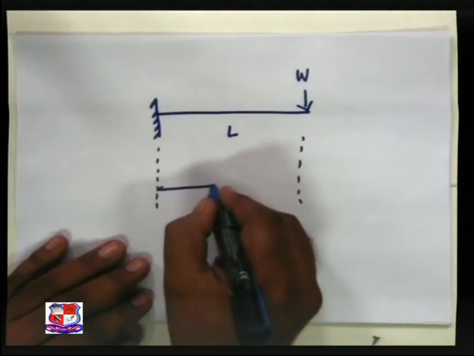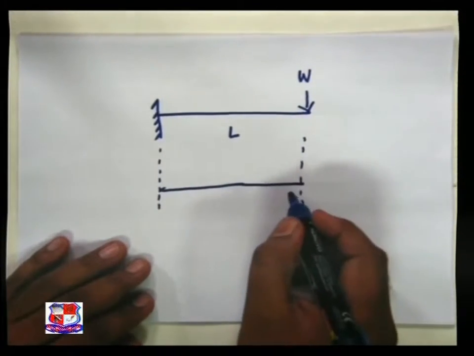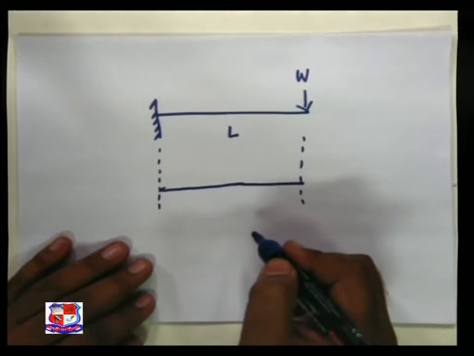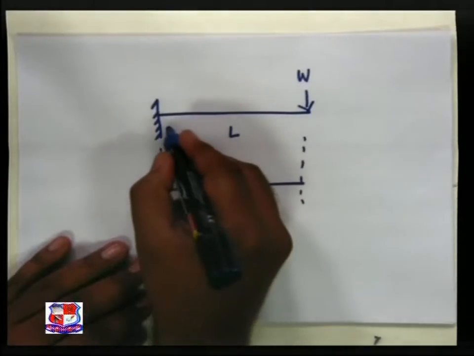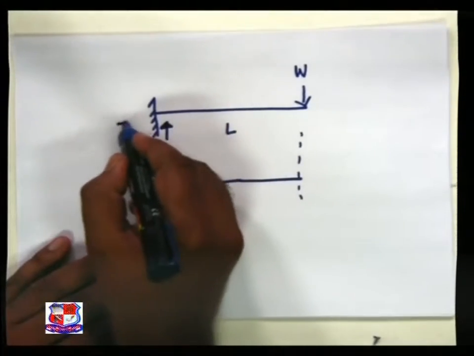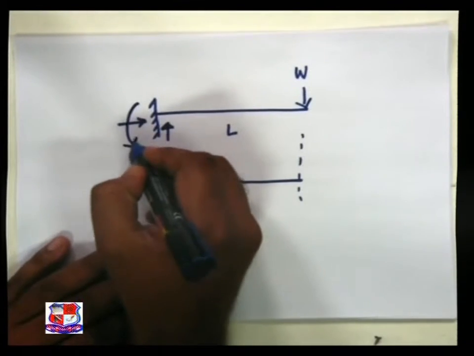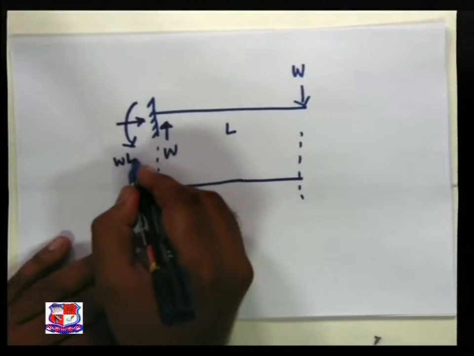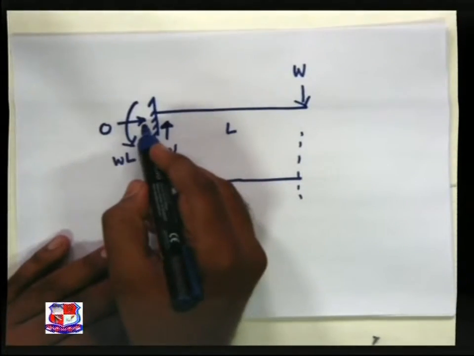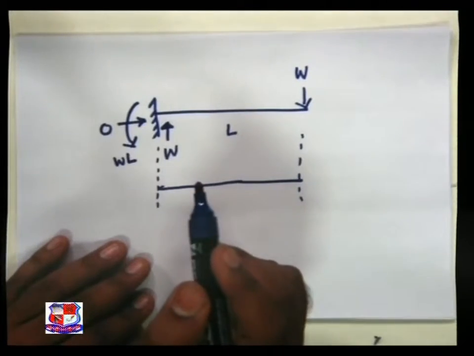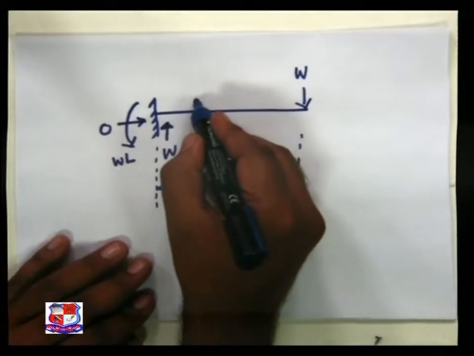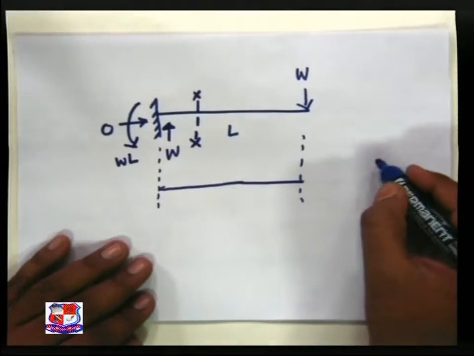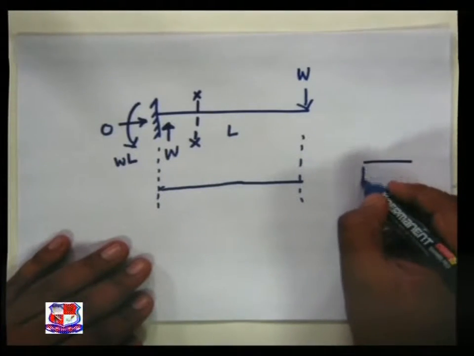This is our baseline. All the positive values are plotted above the baseline, all the negative values are plotted below the baseline. We know the various reactions. This is RAV, W, MA is nothing but W into L, and the horizontal component is 0. Let us take a section here and let us plot the free body diagram.